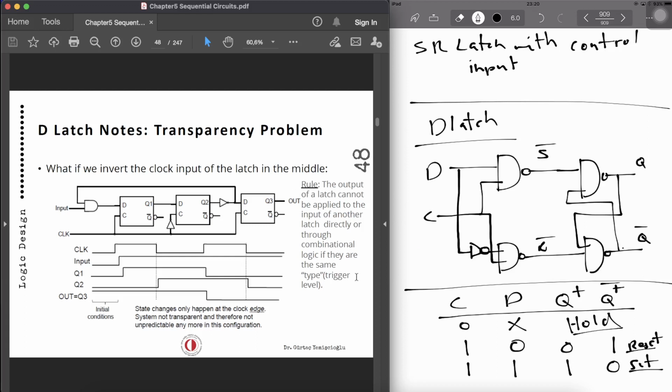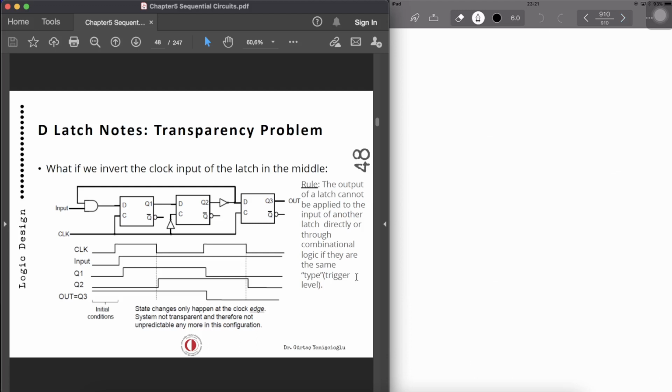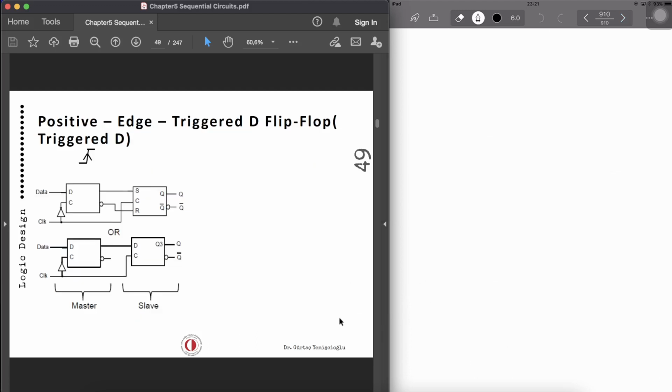By using this approach, by using this knowledge, now we can introduce the clock into the game. Now, rather than using a control input, which is level triggering, we can use clocks with edge triggering. So this is a typical flip-flop, which we call a D-type flip-flop, an edge triggered D-type flip-flop.